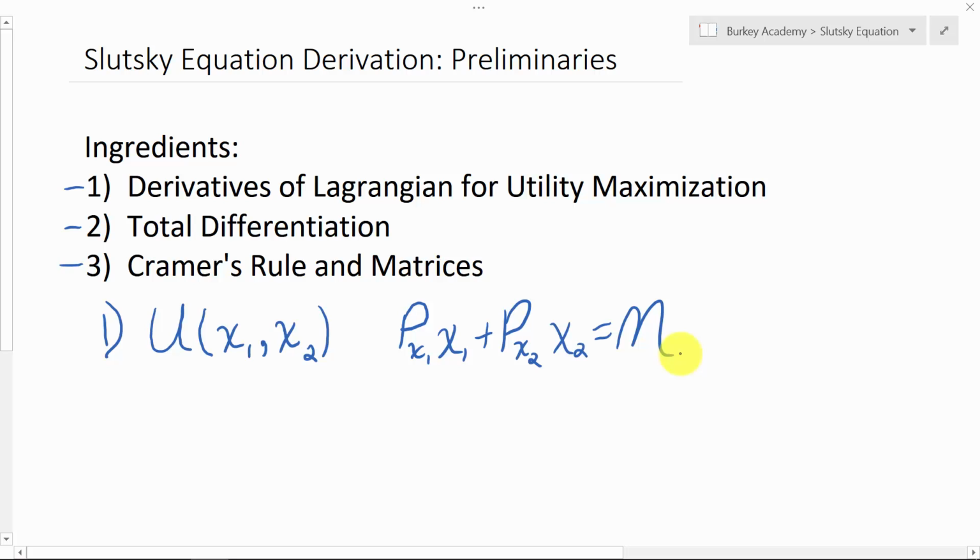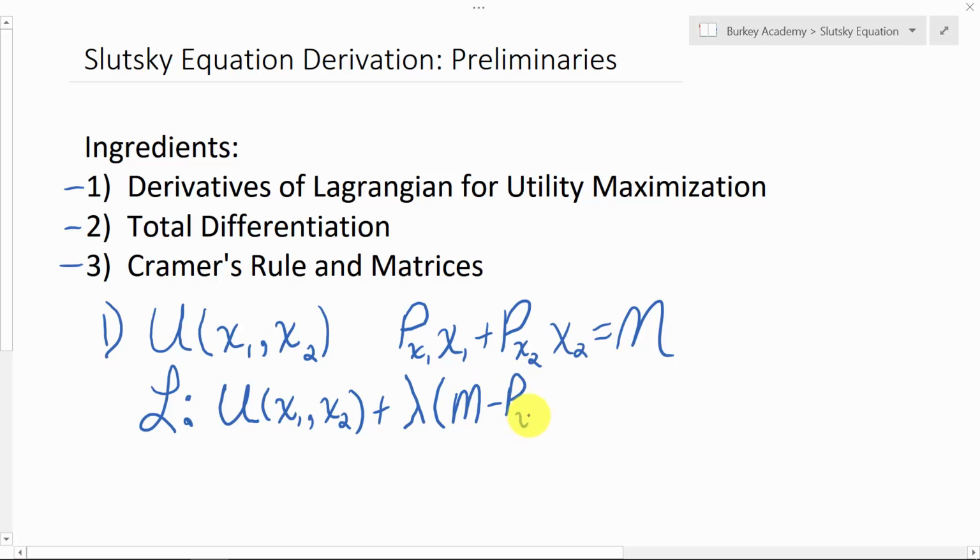So what we want to do is set this up into a Lagrangian function. In order to do that, we write L for the Lagrangian, and we take the utility function of good x1 and good x2 that we want to maximize, and then we build that budget constraint into one long equation with the lambda, the Lagrangian multiplier, times m minus p1 times x1 minus the price of x2 times x2. So there's our Lagrangian function.